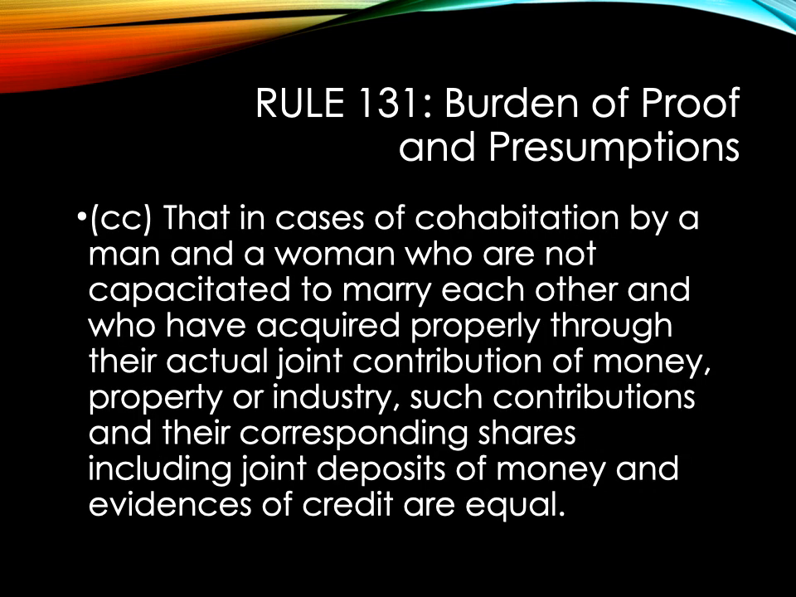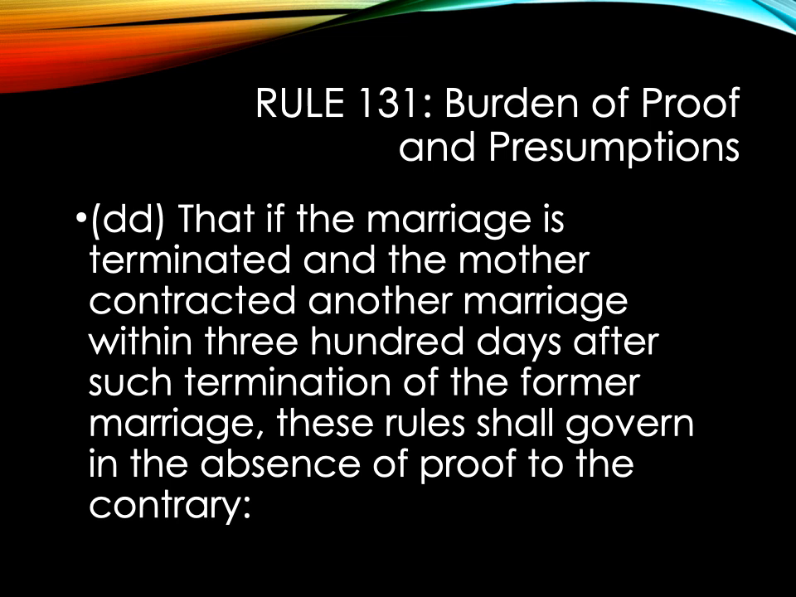C. That in cases of cohabitation by a man and a woman who are not capacitated to marry each other and who have acquired property through their actual joint contribution of money, property or industry, such contributions and their corresponding shares, including joint deposits of money and evidences of credit, are equal. D. That if the marriage is terminated and the mother contracted another marriage within 300 days after such termination of the former marriage, these rules shall govern in the absence of proof to the contrary.